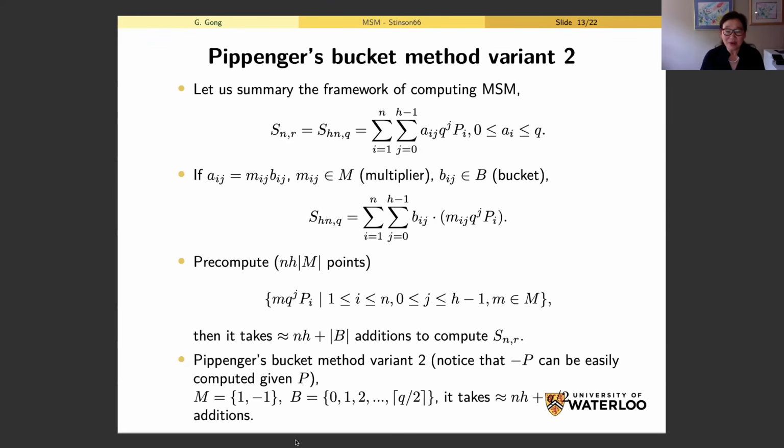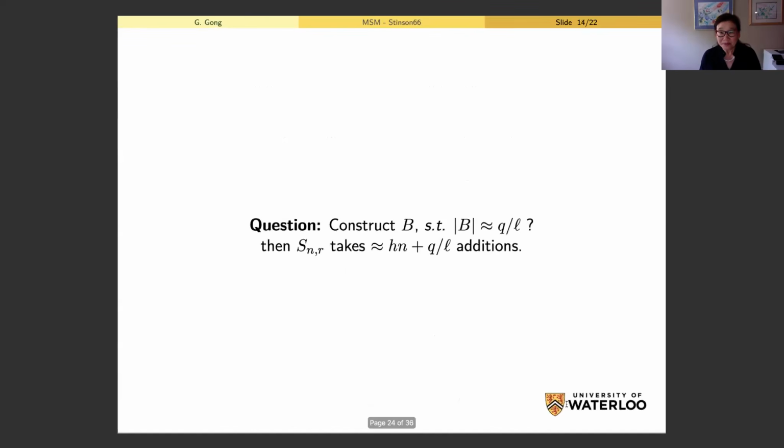For variant 2, the multiplier set has basically two elements, 1 and -1, and the bucket set has only half of the q values, from 1 to q/2. In this way, it takes about nH plus, I'm sorry, q over 2 additions. So that's variant 2. What's our goal? We try to construct buckets with a size of about q over L. Then the computation is about nH, the common term, which we do not touch, and this term becomes q over L. The variant scheme I just introduced has L equal to 2. So we ask what we can do for this L.